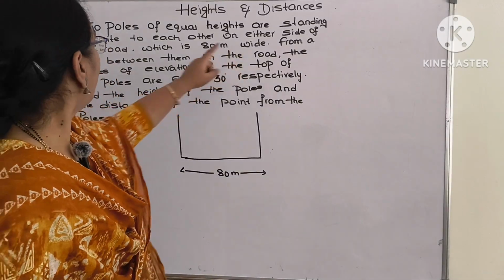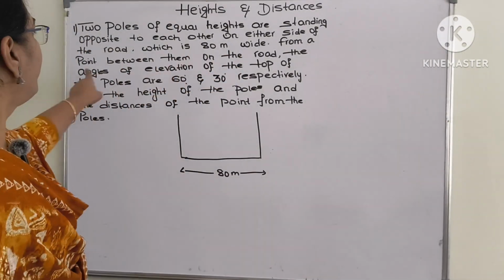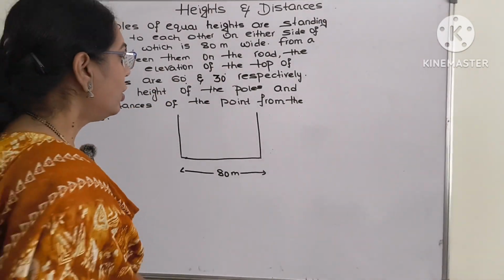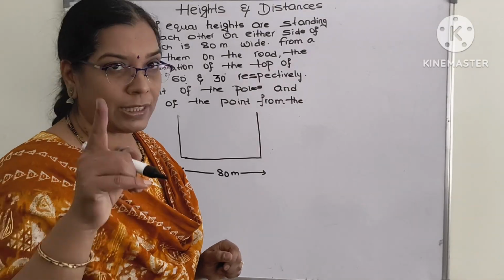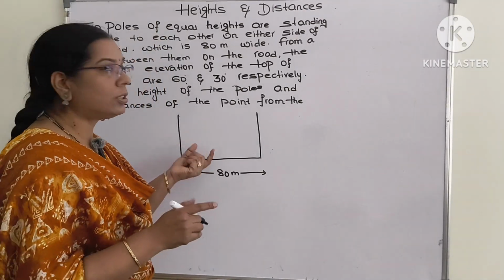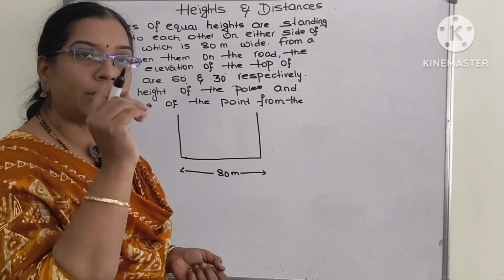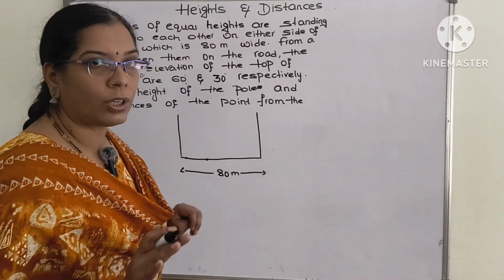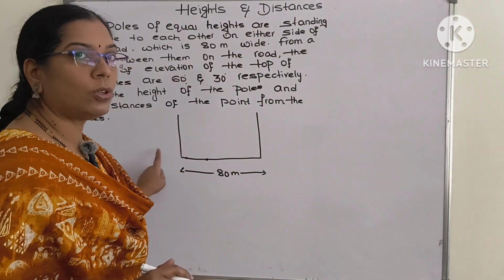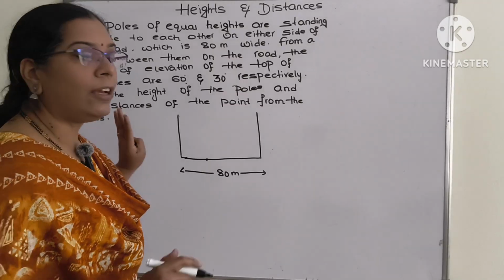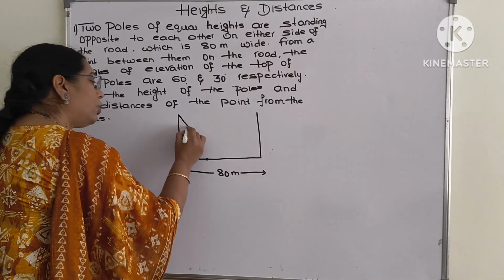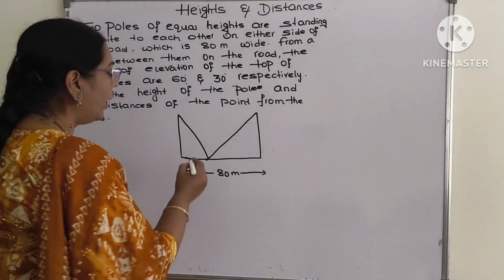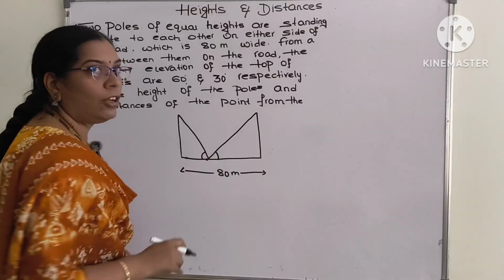Then from a point between them on the road, the angle of elevation to the top of the poles are 60 degrees and 30 degrees. So he said there is a point in between them. Did he say midpoint? No. So whenever you come across the words point between them, on purpose, do not take the midpoint. Let that point be closer to one of the poles or towers or whatever is there in the question. So my point is now closer to the left pole. And he said the angle of elevations. So I join the top to this point, and from here I join from top to this point. Now I know these two angles will become angle of elevations.